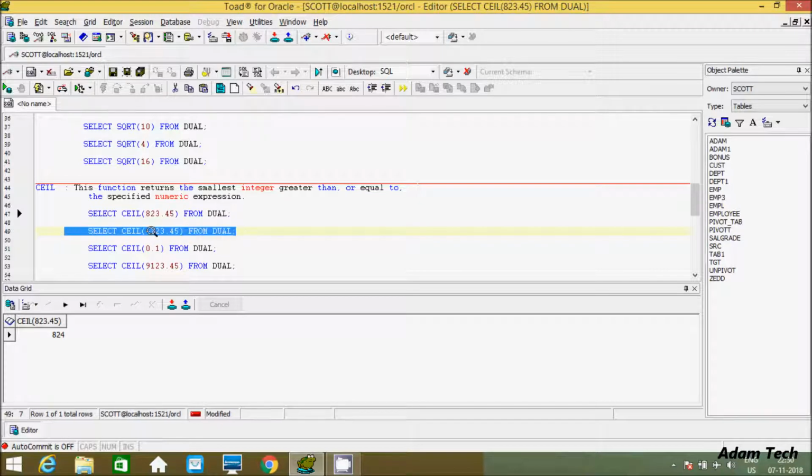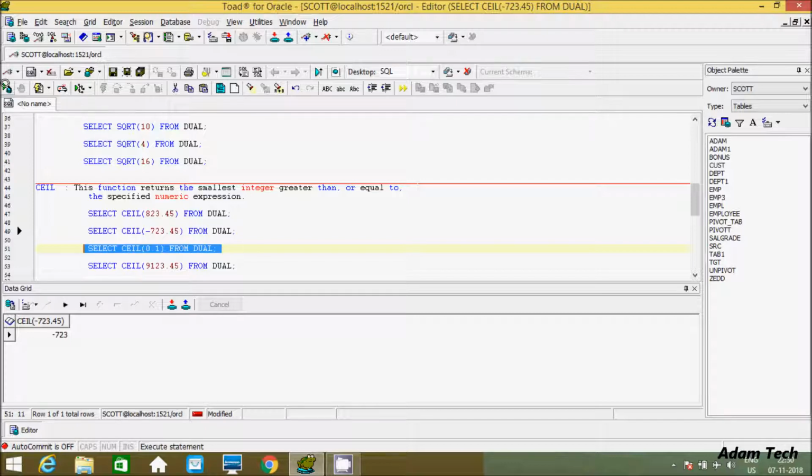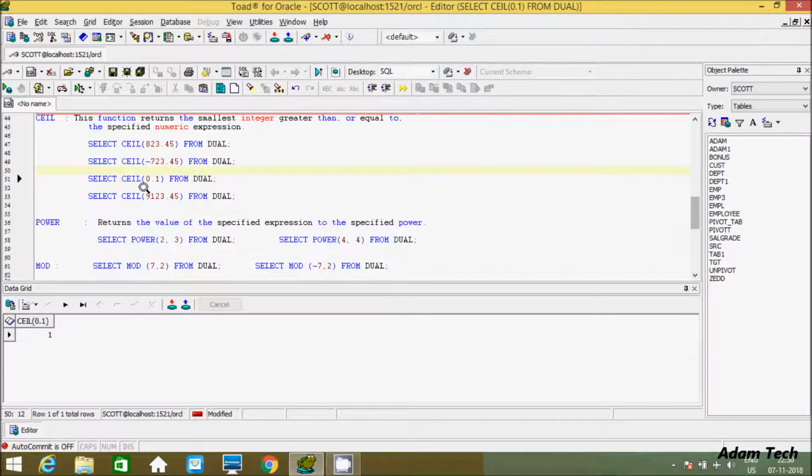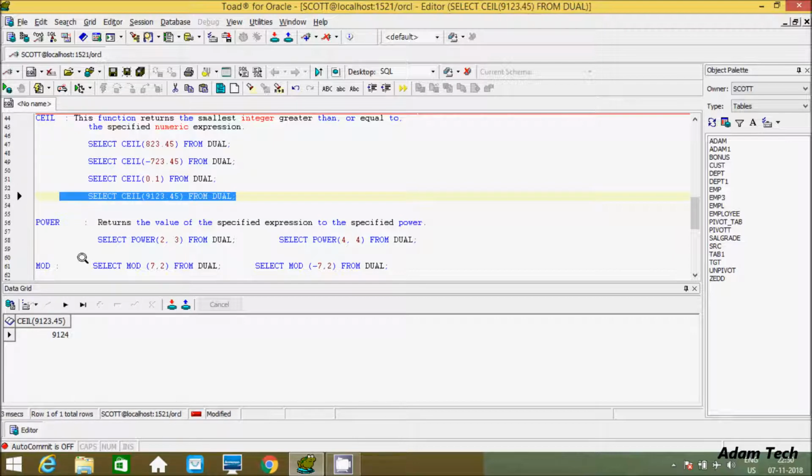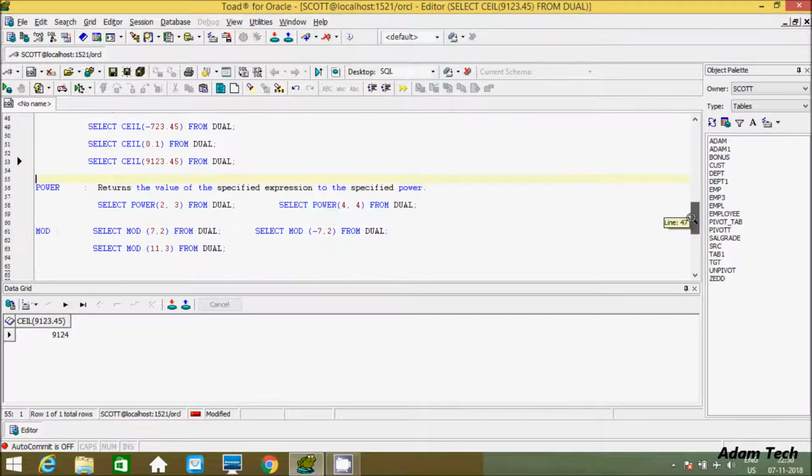Now next, minus 723.45. Comparing, minus 724 is the smallest and minus 723 is the largest, so the ceil value is minus 723. And for 0.1, the ceil value is 1 here. Now the next is 9123.something, and the ceil output displays 9124. I execute here, and this is the output I am getting.